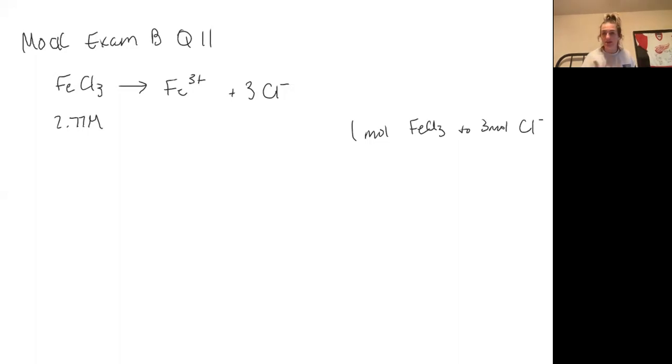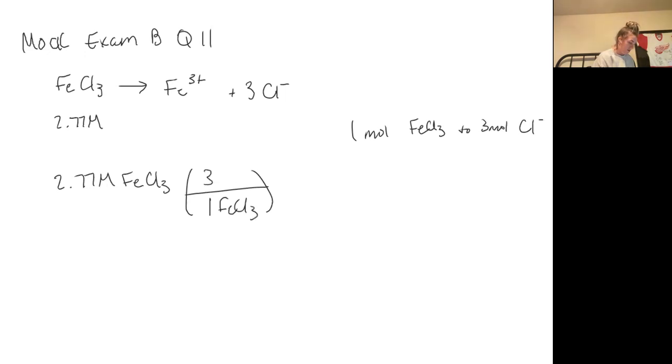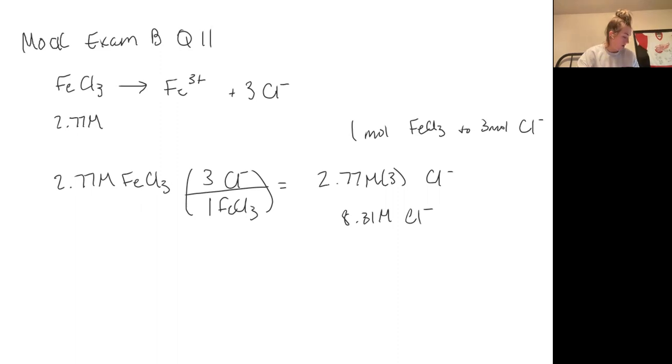Okay, so we could do this the same way we would do it for a regular dimensional analysis. We could say we have 2.77 molar of iron chloride. We could say we have a 1 iron chloride to 3 Cl minus, which means we have 2.77 molar times 3 chlorine ions. So that gets us to 8.31 molar Cl minus. Okay, does that make sense for question 11?